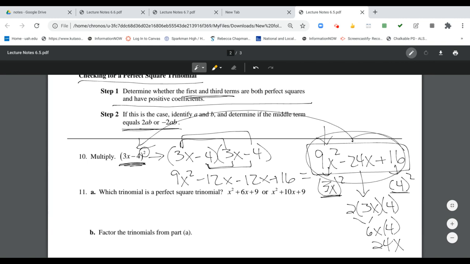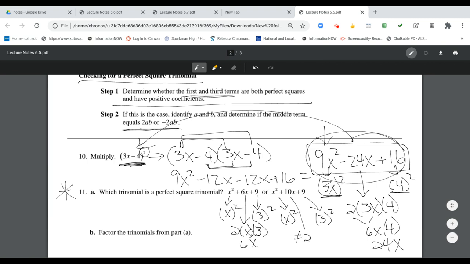Now, in number 11, I apologize for calling it the second example, it wants to know which one is a perfect square trinomial. So this is x squared, this is 3 squared, and this should be 2 times x times 3. And it is. Here, same thing. I have x squared, I have 3 squared, but this does not equal 2 times x times 3. So this is my perfect square trinomial, and this one is not.